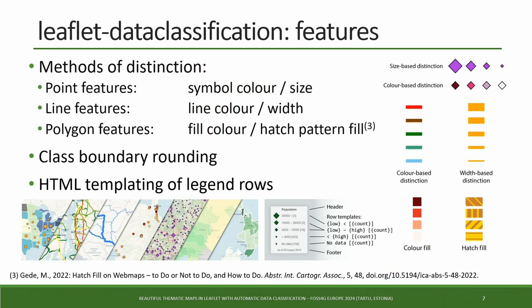It supports some methods of distinction. For points, we can use symbol color and size to distinguish between classes. For lines, of course, line color and also width. And for polygons, we can operate with fill color and also the hatch pattern fills that I mentioned with the Leaflet hatch class plugin.